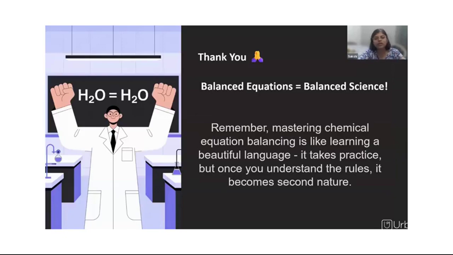So here we come towards the end of our class. Balanced equations equal balanced science, right? It takes practice, like learning a language takes practice, learning chemical equations also takes practice and a lot of patience. So keep on practicing.